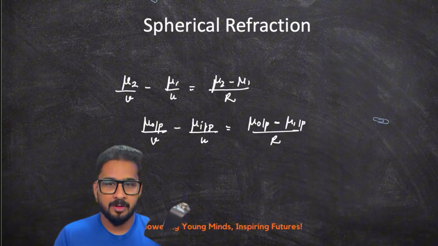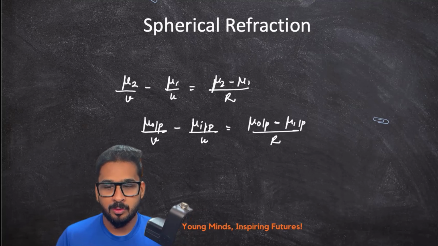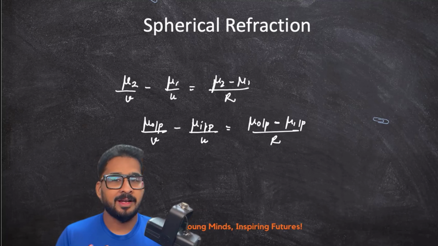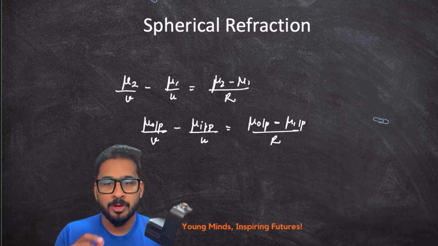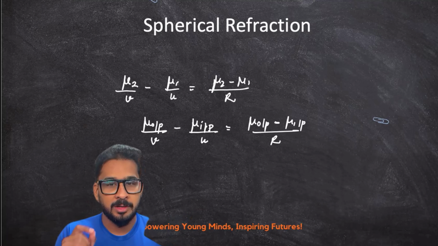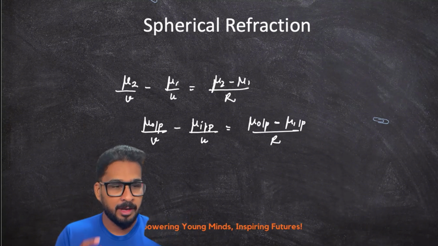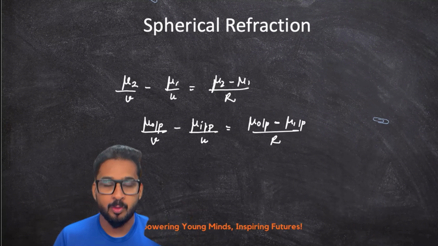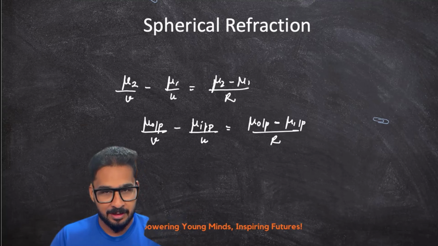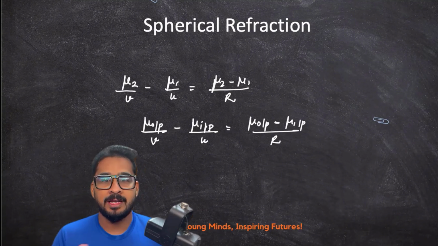As a first part, we will be seeing the derivation of the spherical refraction. Mu2 by V minus mu1 by U is equal to mu2 minus mu1 by R. That is the standard formula that is given in the textbook. But I always ask my students to remember it in this way: mu output divided by V minus mu input divided by U is equal to mu output minus mu input divided by R. Because the output medium and input medium should be clear to you, whatever refractive indices they are giving, you need to use the output and input medium reference and do it. You will not get any confusion.